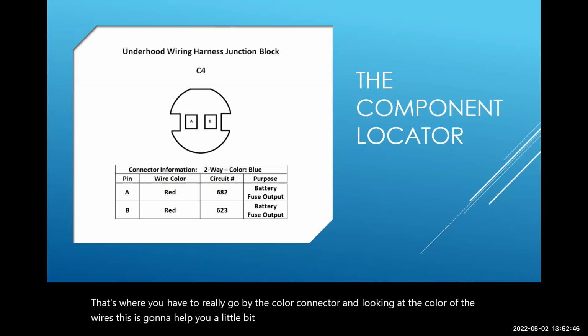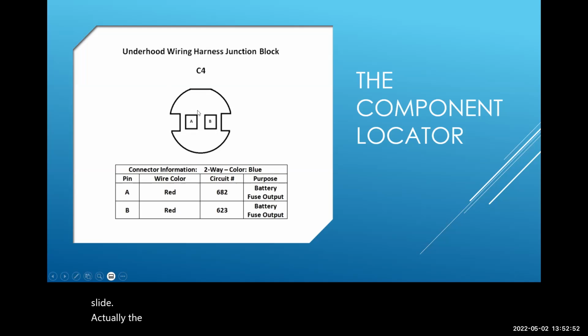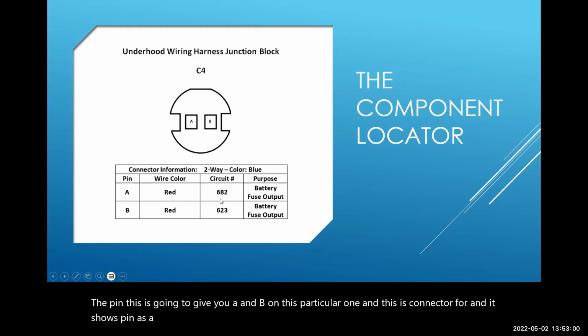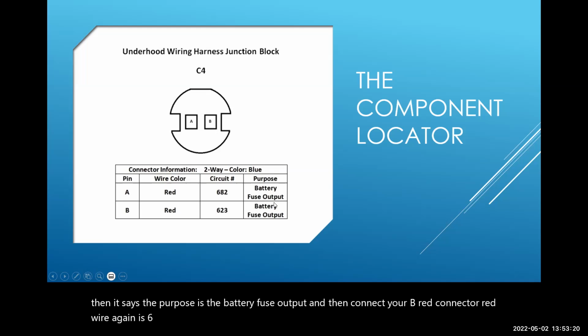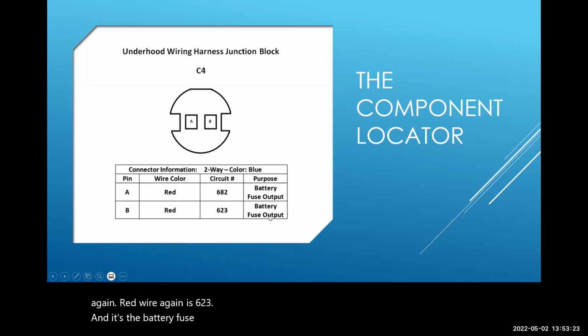The other thing I wanted to point out on this slide is actually the pin. This is going to give you, okay, A and B on this particular one, and this is connector 4, and it shows pin A is the red color wire, and then we have the circuit number 682, and then it says the purpose is the battery fuse output. And then connector B, the red connector again, red wire again, is 623, and it's the battery fuse output. So this is just showing you a kind of connector here.